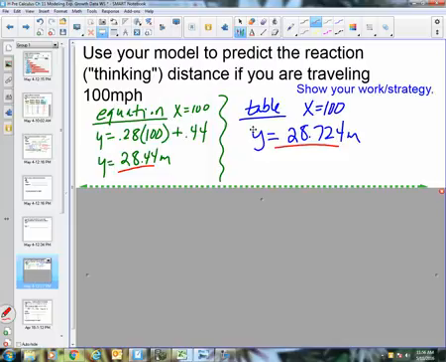Your actual reacting distance on the road, if you're going 100 miles per hour, is 28, almost 29 meters. Think of a meter stick. It's like the length of at least a couple classrooms. So it's a long distance at going 100 miles per hour. That's just you thinking about how long that distance on the road would be. So that is your reacting distance at 100 miles per hour.